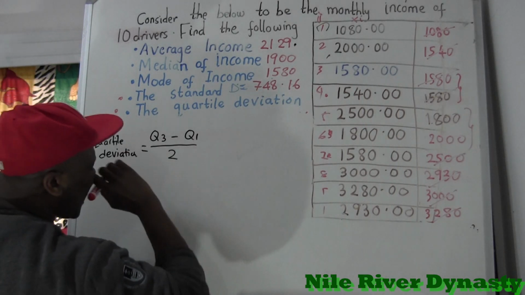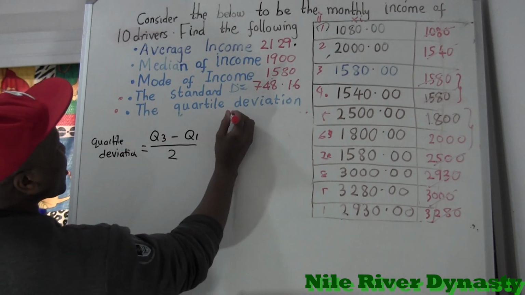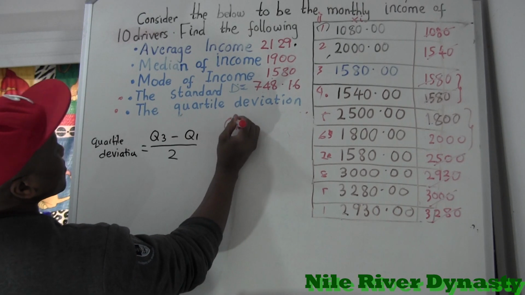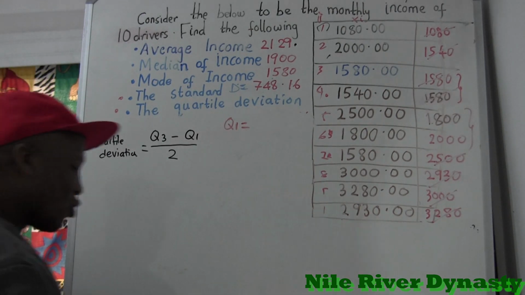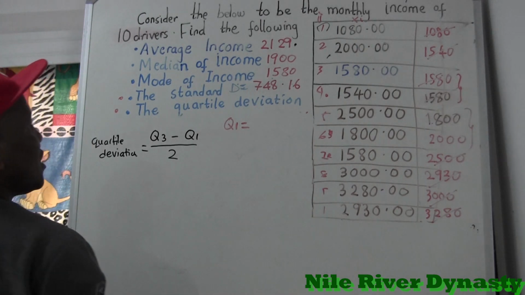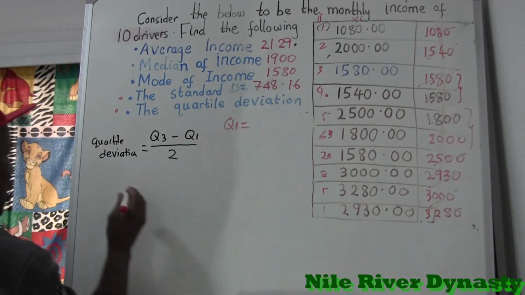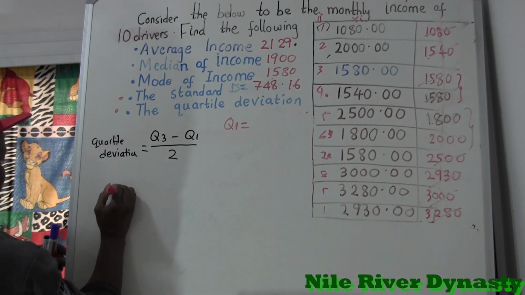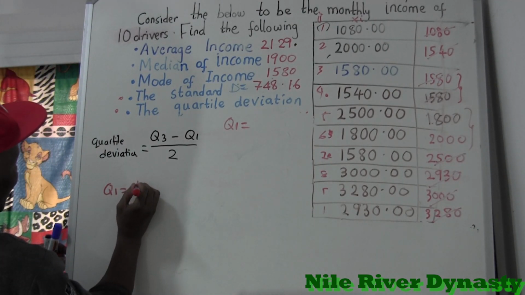Now let's get all the quartiles. Let's start with quartile 1. How do you get quartile 1? To get quartile 1, we have 10 terms here. For quartile 1, you say 1 over 4.